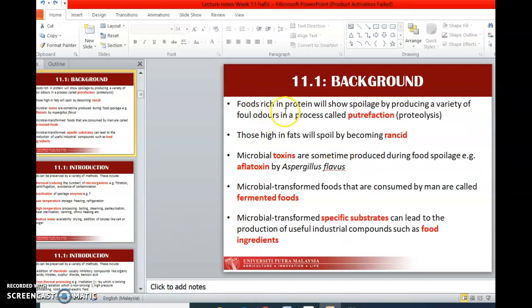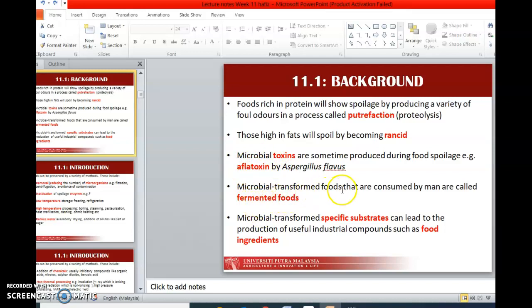Like I said, if it is rich in protein and protein degradation is occurring, the process is putrefaction, but food high in fats will become rancid, and both of these processes can cause a very faulty smell, and also the taste will be very weird. Microbial toxins are sometimes produced during food spoilage, for example aflatoxin by Aspergillus flavus. Okay, and this aflatoxin is known to cause cancer in humans.